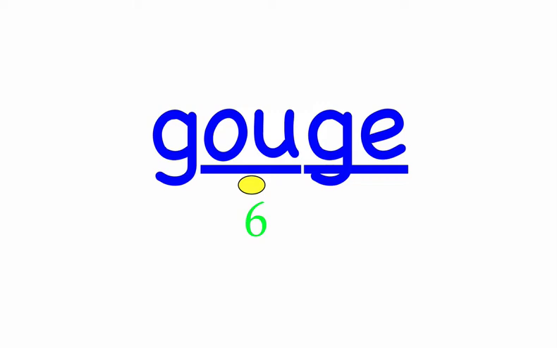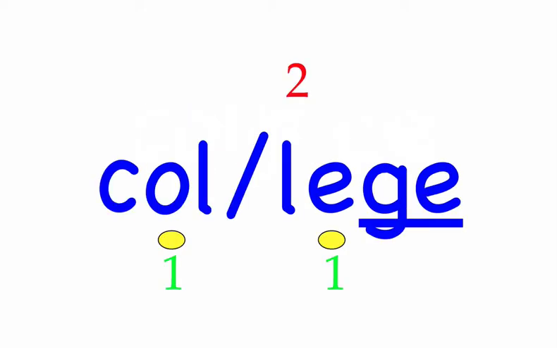College. Col, three sounds. K, a, ul. Ledge, three sounds. Ul, e, j. College. Mark the word. College.